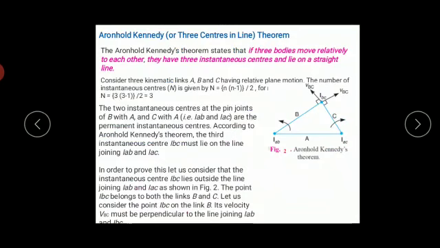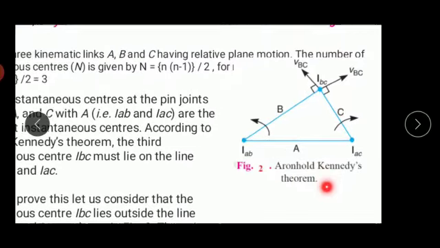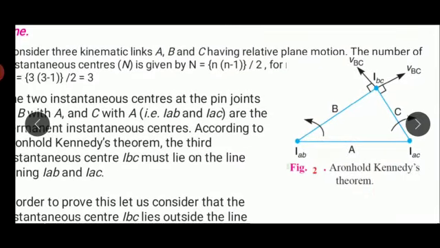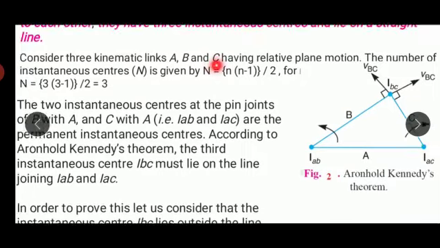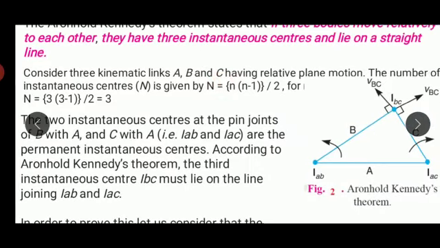Now in the next case, let us see the Aronhold-Kennedy theorem, or the three centers in line theorem. The theorem states that if three bodies move relative to each other, then they have three instantaneous centers and they lie on a straight line. So we have three links here, link A, link B and link C. If you want to find out the number of instantaneous centers, we can find it using the equation N = n(n-1)/2. As the number of links is 3, therefore n equals 3 here. Therefore the number of instantaneous centers is 3.